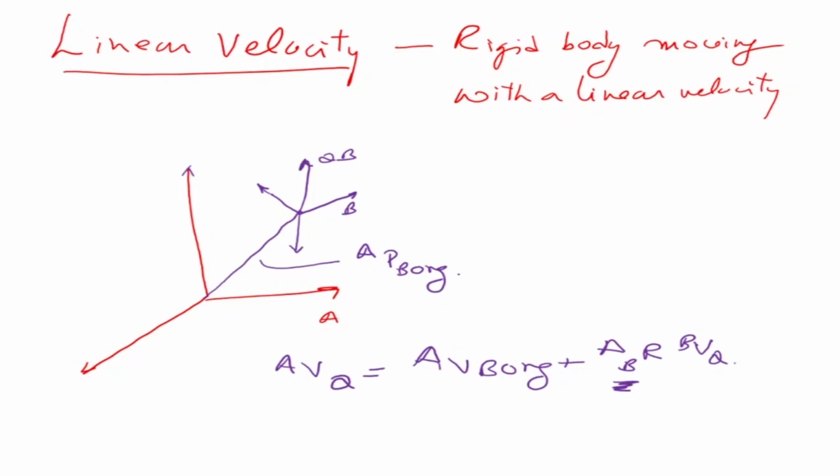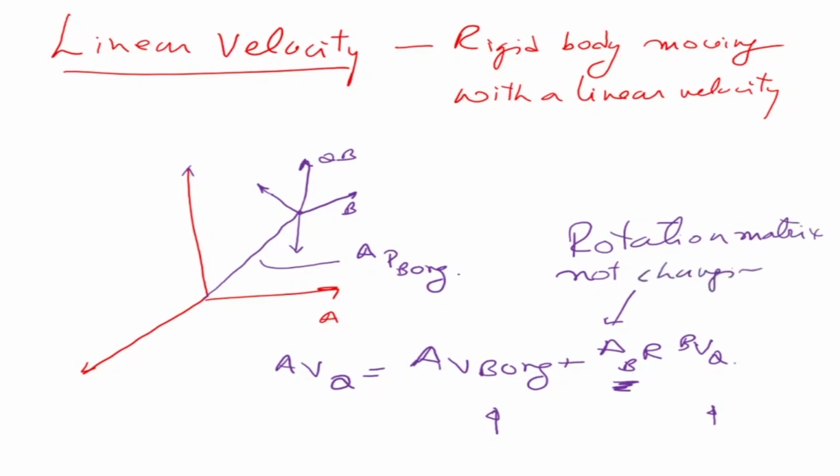Now the velocity of the point expressed in frame A has two parts. It can be because of the change in velocity between the origin of the two frames, or it can be its own velocity, which is BVQ. Now we have to make the assumption that this rotation matrix is a constant, otherwise it will not be a linear velocity. So the rotation matrix is not changing with time. So this relationship gives us the relationship of the linear velocity.